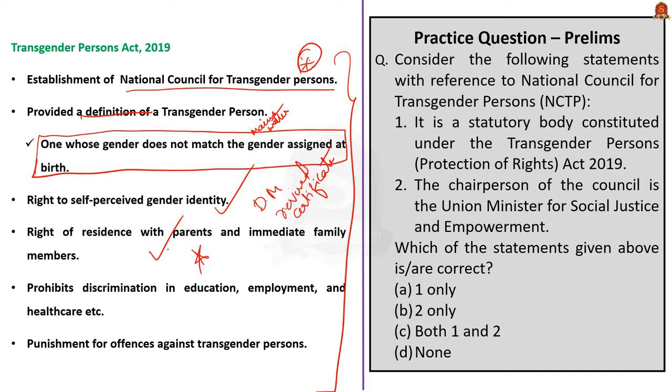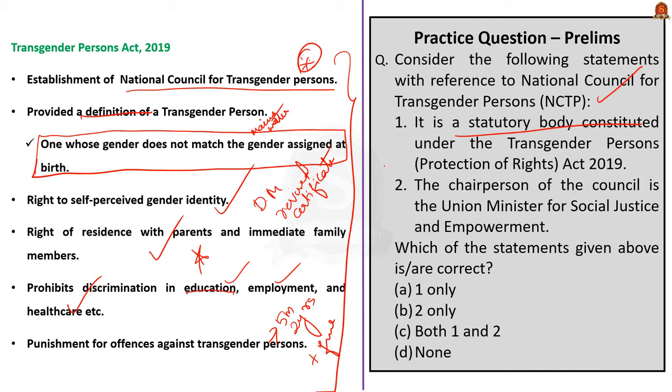Fourthly, the Act has a provision that provides transgender the right of residence with parents and immediate family members. Fifthly, the Act prohibits discrimination against a transgender person in various sectors like education, employment and healthcare and so on. Lastly, the Act states that the offences against transgender person will attract imprisonment between 5 months and 2 years in addition to a fine. So these are some of the important facts that you have to remember about Transgender Persons Act of 2019. With this basic knowledge, now let us try to answer this particular question.